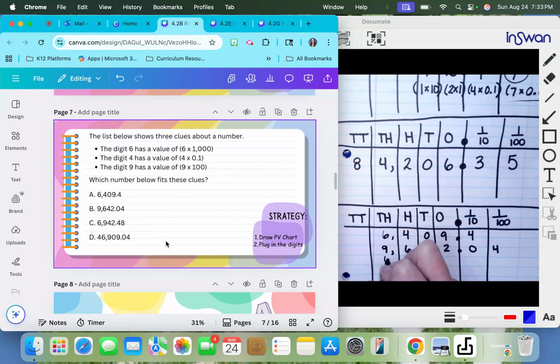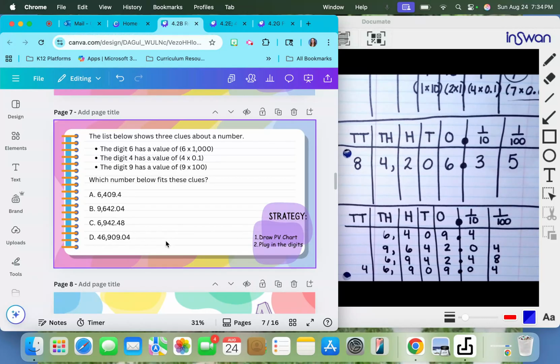C is 6,942 and 4/800ths. And then D is bigger. D is 46,909 and 400ths. Our numbers are all kind of similar. They all utilize similar digits. And so that's why putting them on our place value chart is going to be helpful.